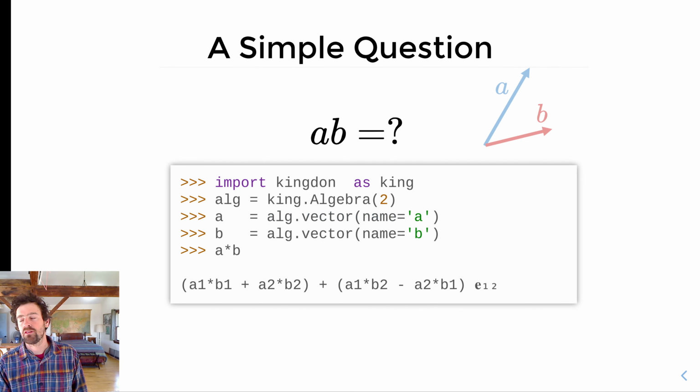So today I'm going to talk about Kingdon, which is a Python library, and this is a demonstration of how you would answer this question in Kingdon. In a two-dimensional algebra, we're going to make two vectors A and B, multiply them together, and we get this answer. So we're going to maybe unpack a little bit what this means.